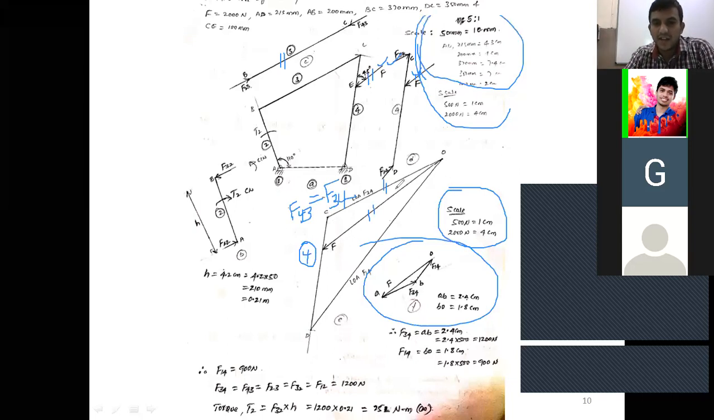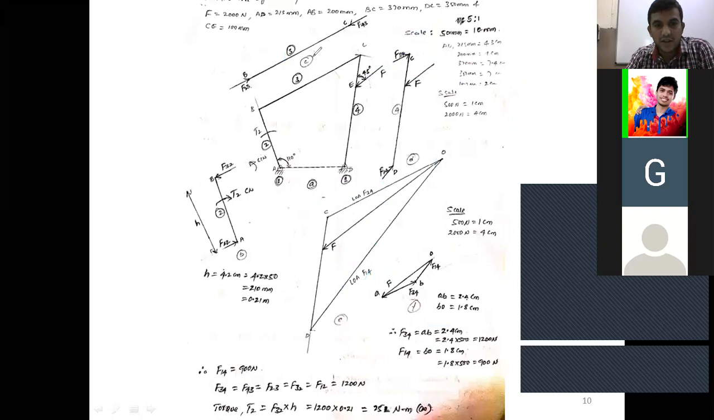Extend that line. The line of action of F34 and the line of action of F meet at a point. That point is called the point of concurrency. Now join the line from point O to point D, that gives the line of action of F14. We don't know the magnitude and direction of F14 and F34, that's why we draw a force polygon. This is the force polygon.